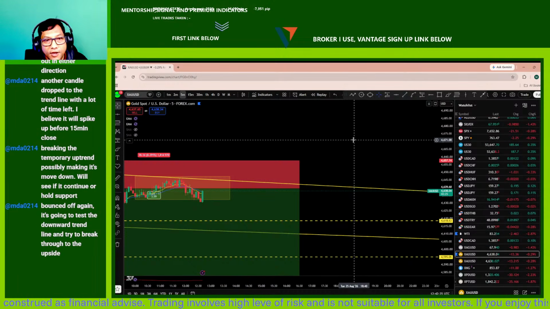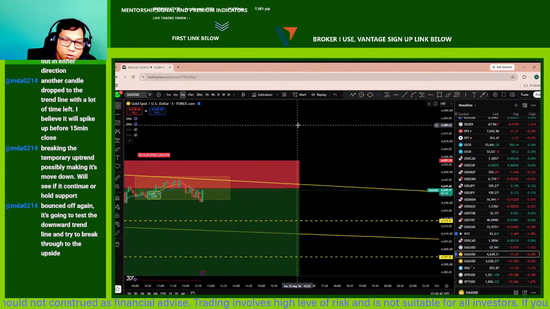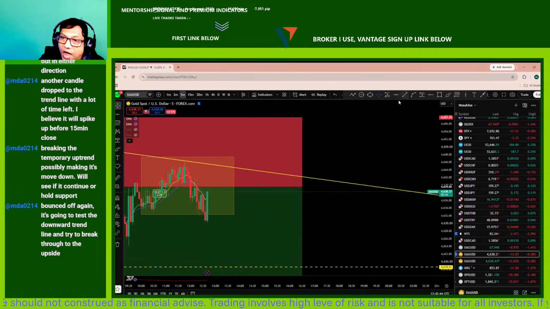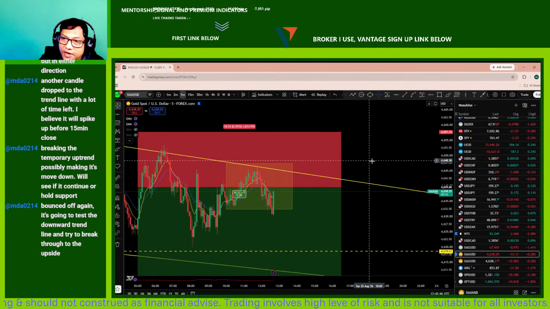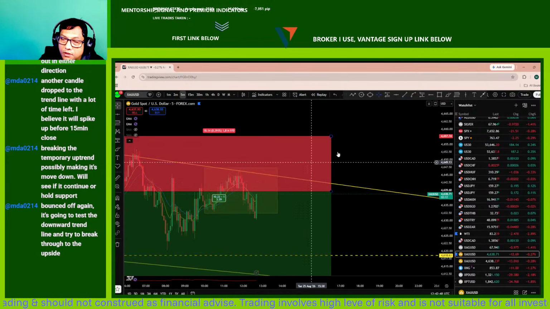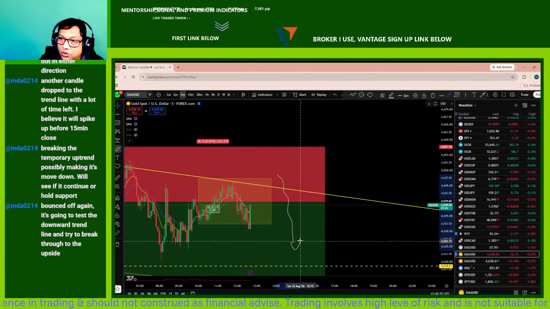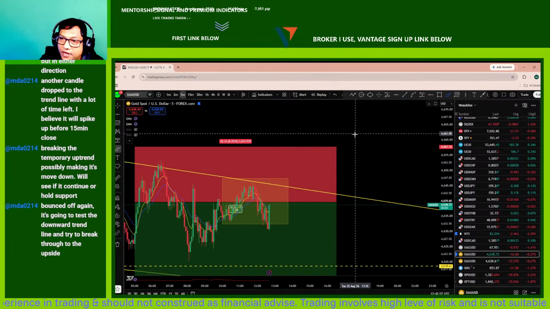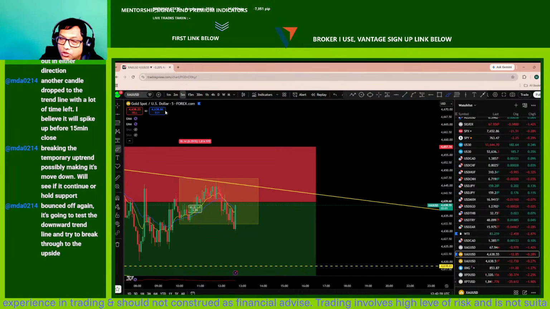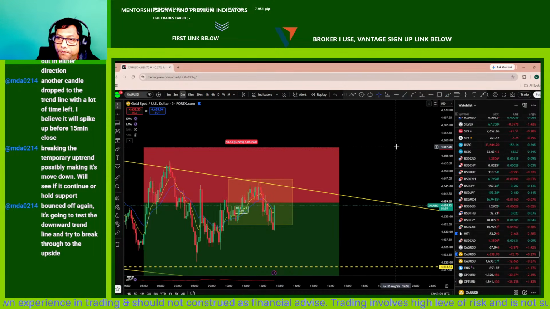Bounce up again, it's going to test the downtrend line and try to break through the upside. So if the market goes up here and breaks through the upside, that can cause the market to reverse back again, and this is what we're looking to see in this area.